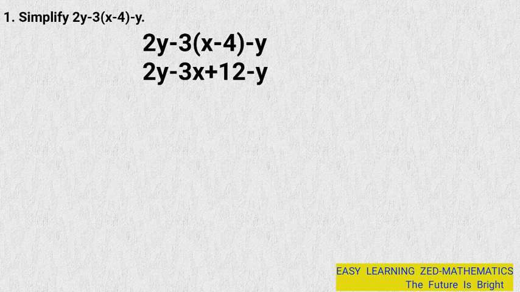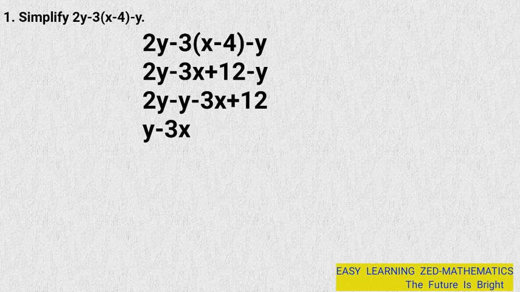Then the next step I'm going to do is put like terms together. So as you can see, 2y and negative y are like terms. So I'm going to write 2y minus y minus 3x plus 12. Okay, I've put the like terms together. So now I'm going to work out 2y minus y, which will give me y, which will be equal to y minus 3x plus 12.